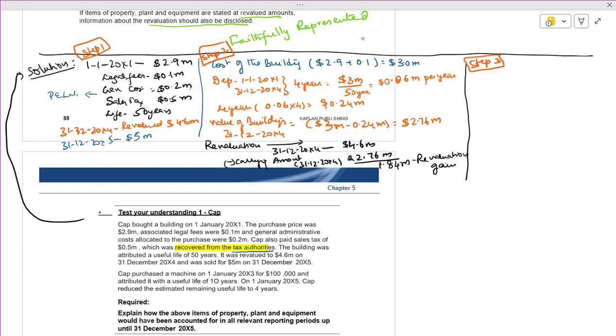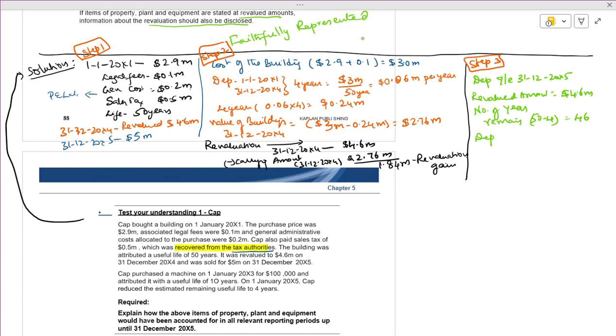Now we have to calculate depreciation for the year ended 31/12/2005. What is the revalued amount? Revalued amount is 4.6. Is it right? Number of years remaining. We must have remaining is how much? 50 minus 4, 46. Is it right?